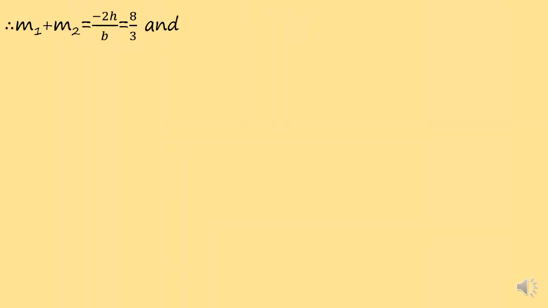So what is the sum of the slopes? That is m1 plus m2. We know it from the formulae that we have learned earlier as minus 2h upon b. So here we get it as 8 upon 3. Similarly, product of the slopes m1 into m2, which is a upon b, that is nothing but 5 upon 3.